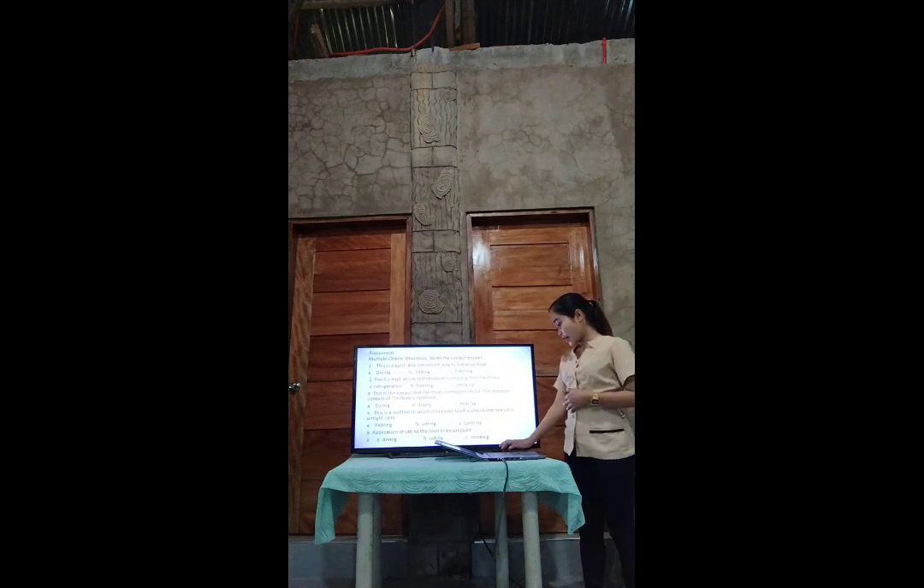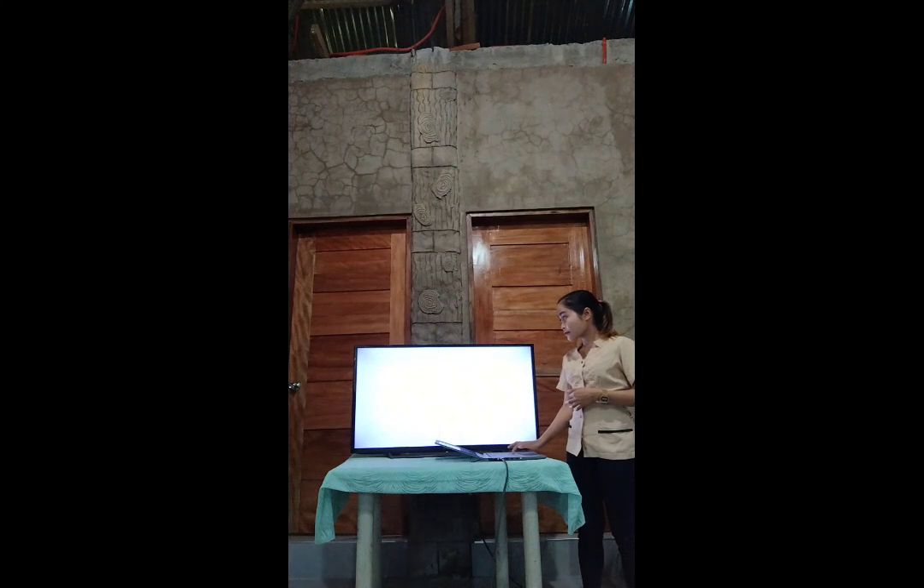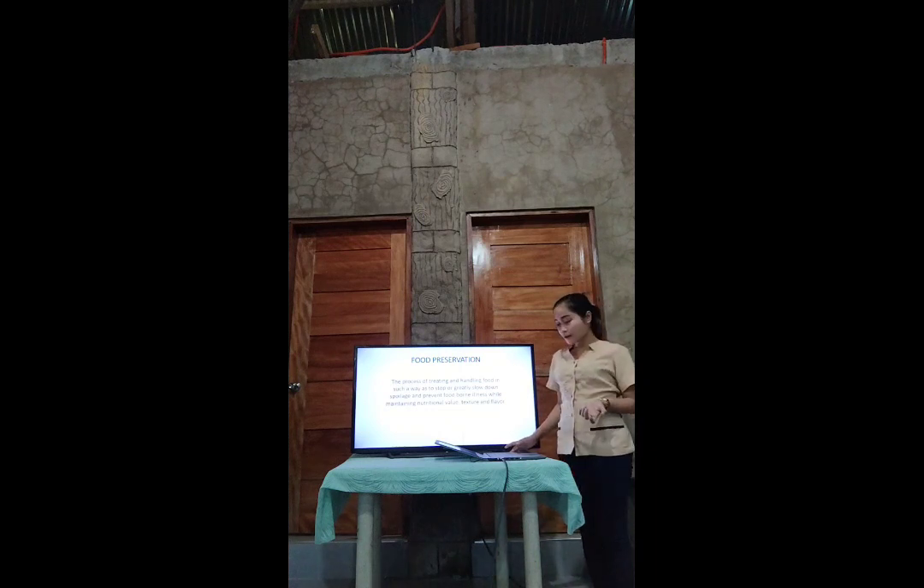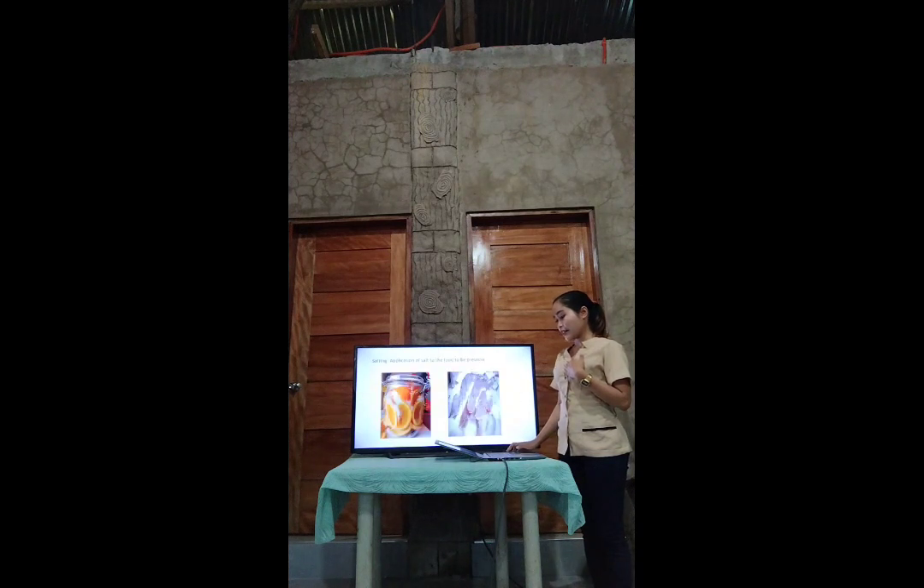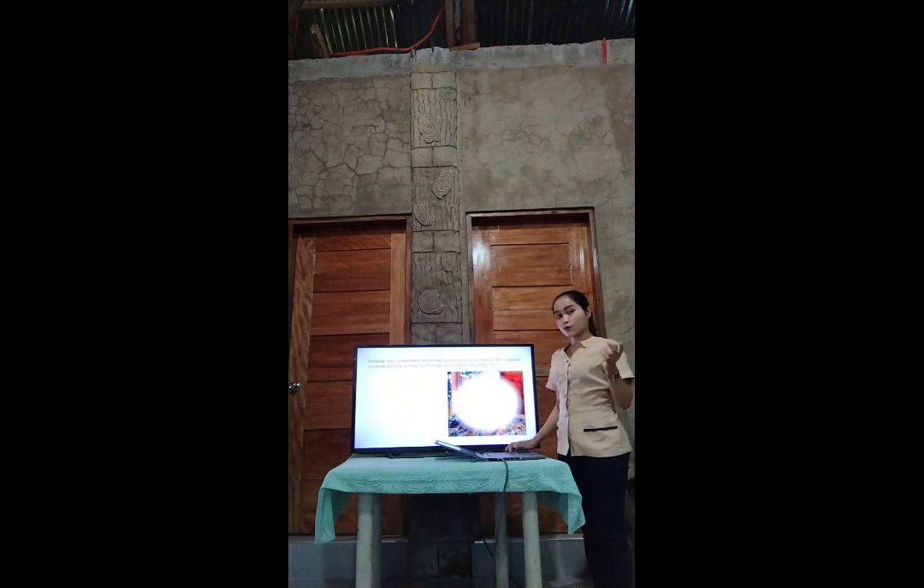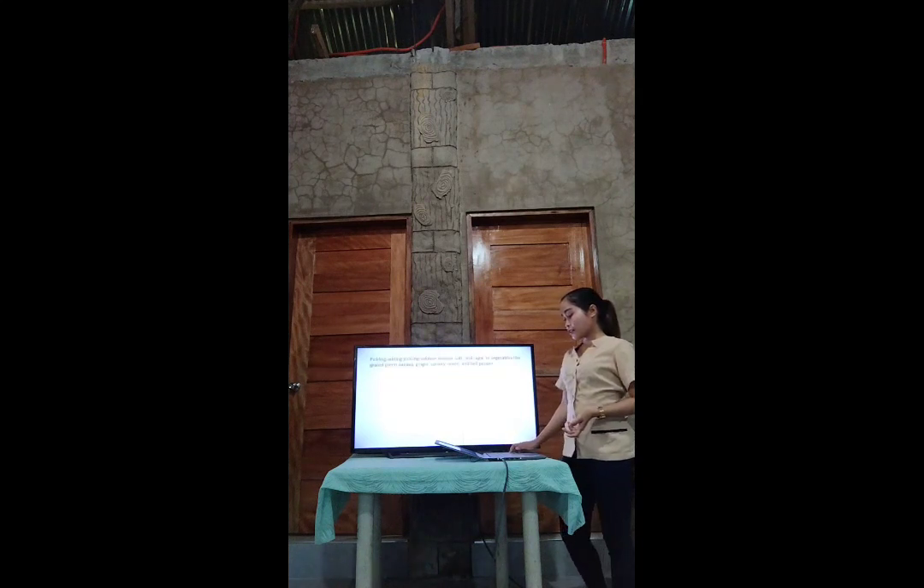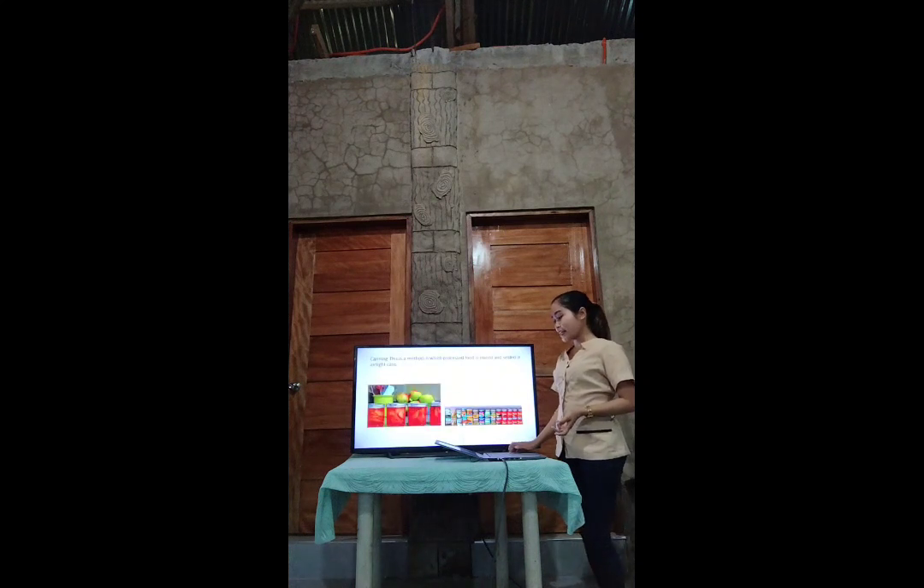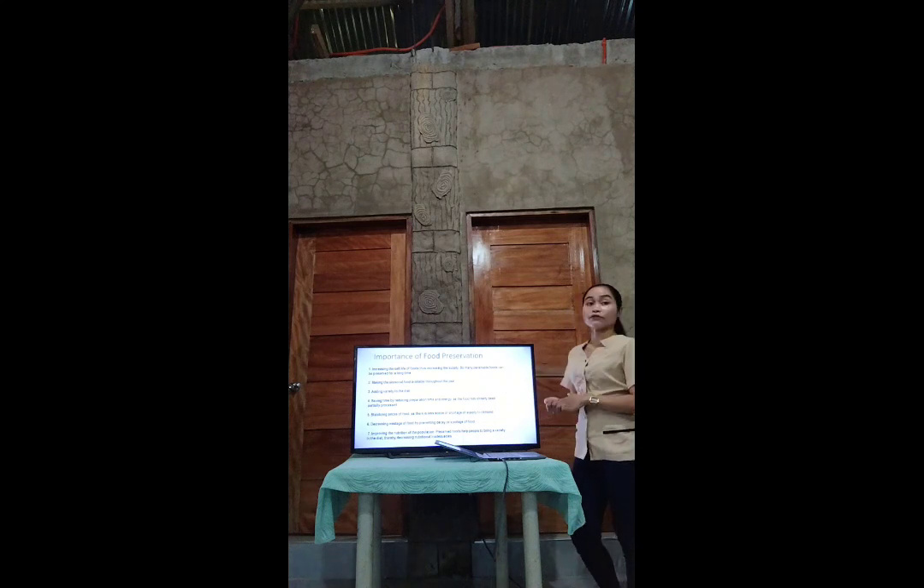Okay. So again, before we have an assessment, let's recall. What are the 8 methods? Let's have a recap. What is food preservation again? Okay, very good. The first type of preservation, we have drying. Next, salting. Next, freezing. Next, refrigeration method. Next is smoking. Then curing. Okay, familiarize all. Then pickling, canning, and all the importance of food preservation.